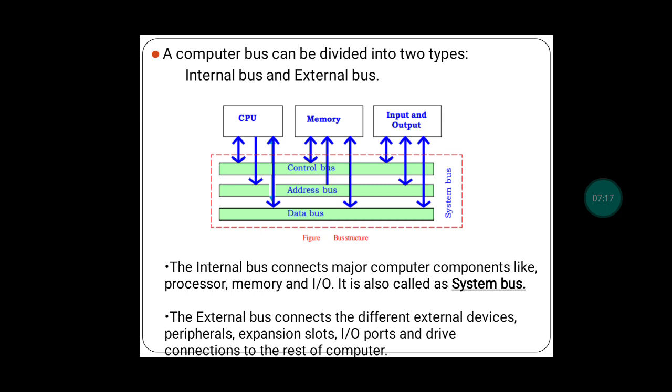Okay, and there is another bus, the external bus, that we are not able to see in the diagram. That external bus connects different external devices, peripheral components, expansion slots, input output ports, and drive connectors to the rest of the computer. So what is this external bus? We have a CPU, a memory, and input output devices, and these can be connected through the internal bus only. Then why do we need the external buses?